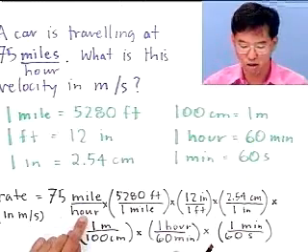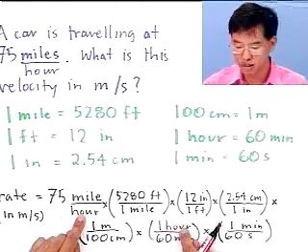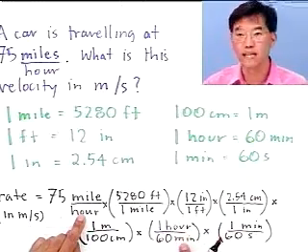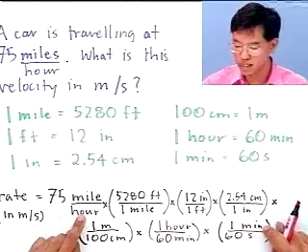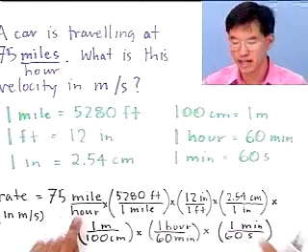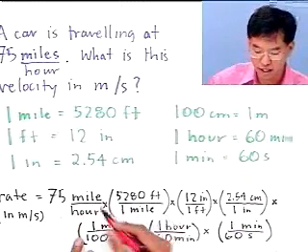We want to get rid of hours. Hours in the denominator here, so we'll put hours in the numerator and minutes in the denominator. And then we don't want minutes, we want seconds, so we have to put minutes in the numerator, seconds in the denominator. And the key is that all these units are going to cancel out.